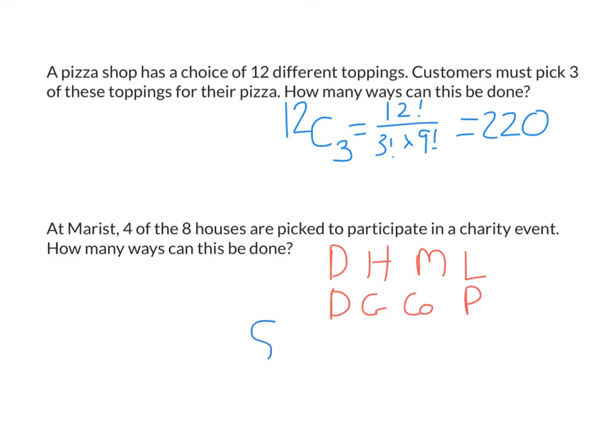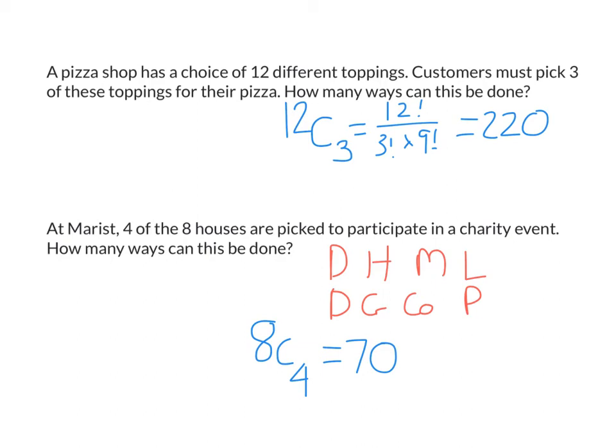There are 8 things we're choosing from. We're choosing 4 of them. So all I need to do is put on my calculator 8C4. So if you let your calculator do the work, you get 70. There are 70 of these little combinations that I could pick.